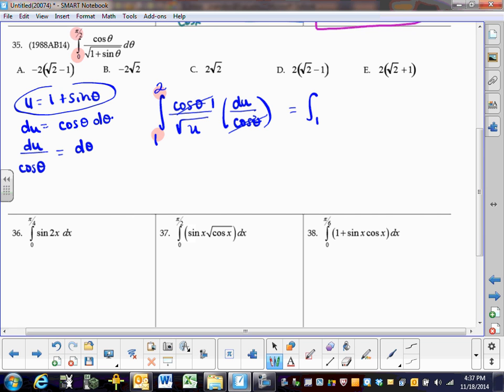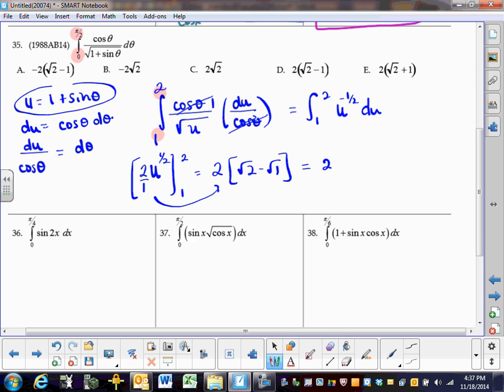So that means we're integrating from 1 to 2, u to the negative half du. So as I go backwards, I get u to the positive half divided by a half, which is multiplying by the reciprocal, from 1 to 2. Remember, I hold the 2. So I'm just going to do the square root of 2 minus the square root of 1. So 2 times (square root of 2 minus 1), just done.